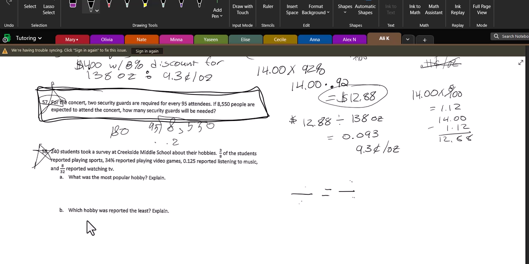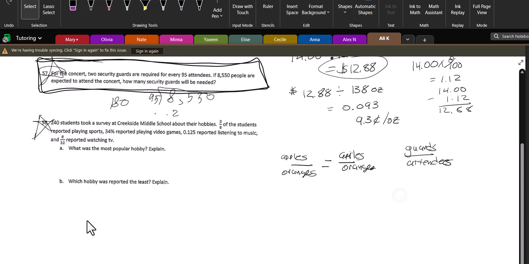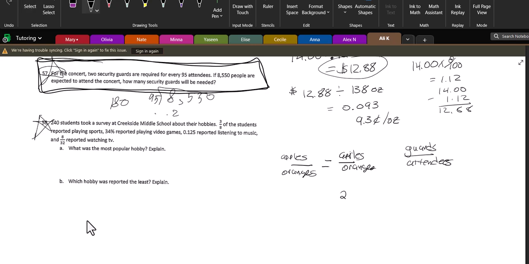So for instance, if I had apples and oranges, then I would have apples over oranges equals apples over oranges. So in this instance, I have 2 security guards for every 95 attendees. So I'm going to set mine up as guards over attendees. And so I need to make sure that both of my fractions have guards on top and attendees on bottom. So I have 2 guards for every 95 attendees.